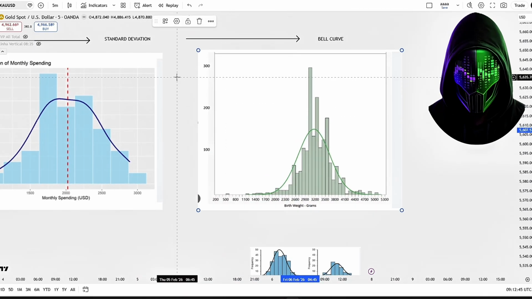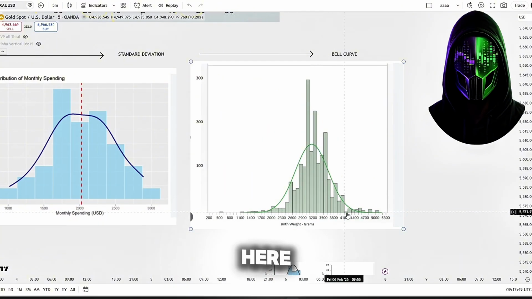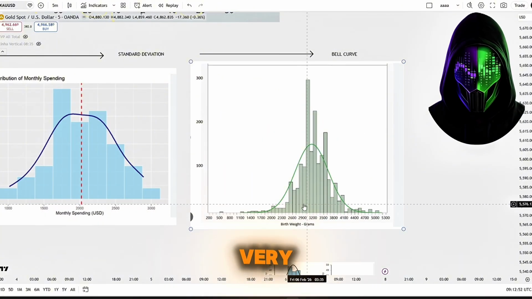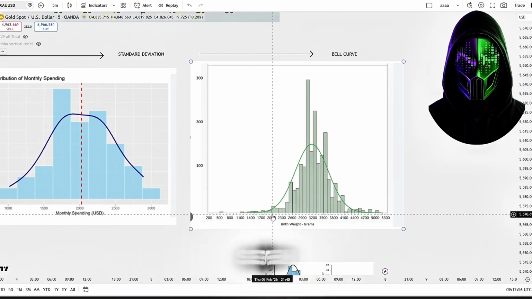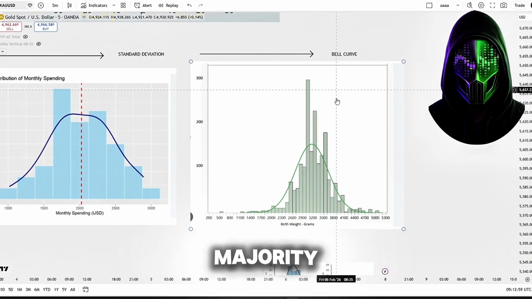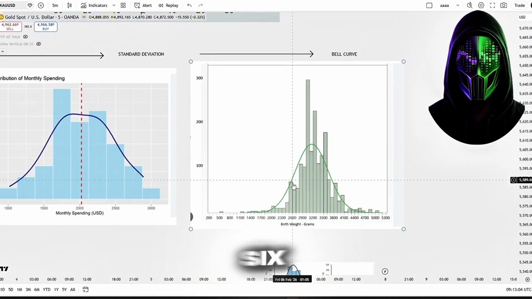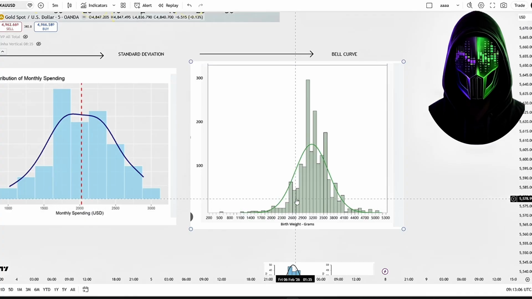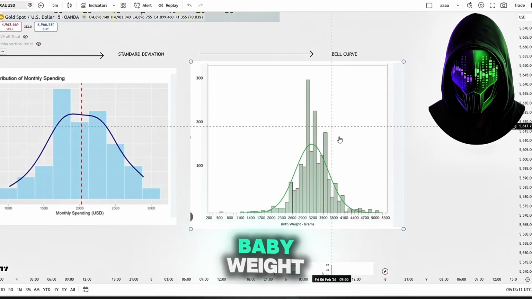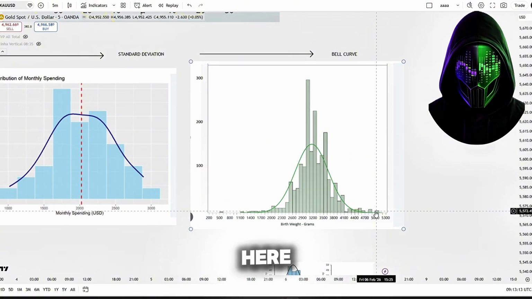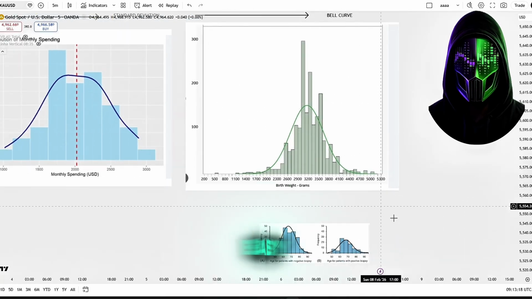Here we have birth weight in grams, so newborn babies. You see the weight right here. Very few babies are born at 1.4 or 1.7, and the vast majority of babies come in at 2.4, 2.6, let's say 2.6 right here, up to 3.8. This is the average baby weight. You have a few coming here, a few coming here, almost no one out there. So this is the average baby weight.